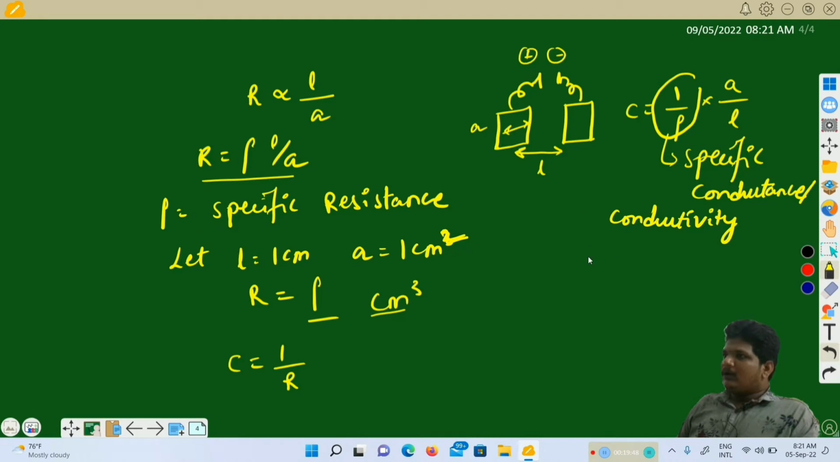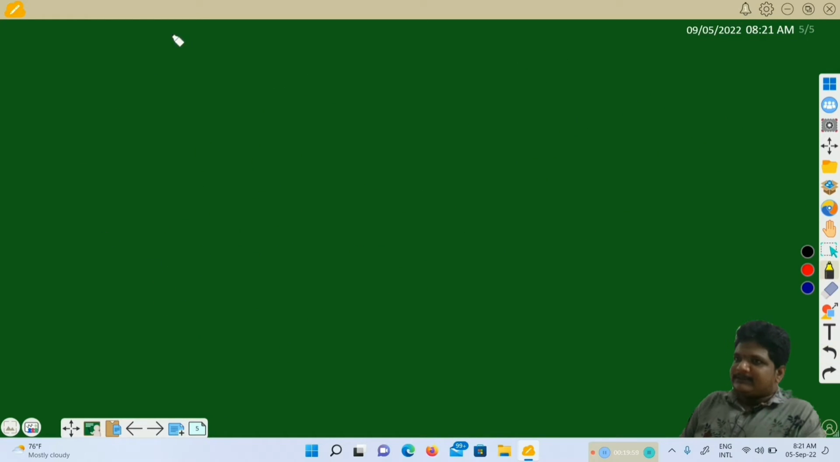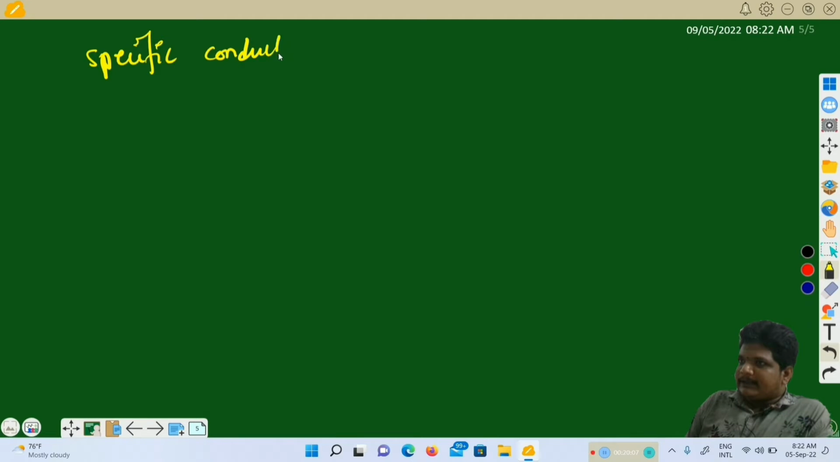Okay, so what is specific conductance? It is the reciprocal of the specific resistance. I will write this specific conductance here, and it can be denoted with the symbol kappa. So here it is kappa.